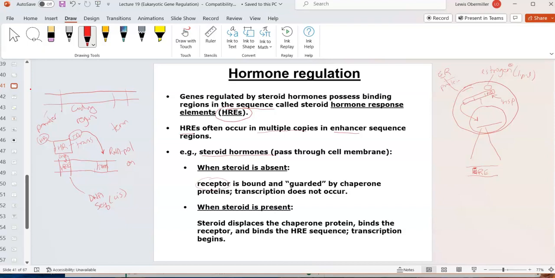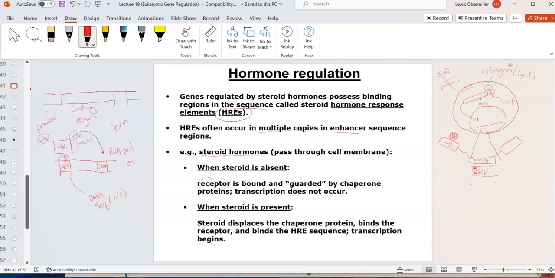So this area is the DNA binding region. So that's the DNA binding region. We'll just make it 3 helices and 2 loops. So this is the DNA binding domain, and then this is the hormone binding domain. So it's going to bring in the estrogen with it.